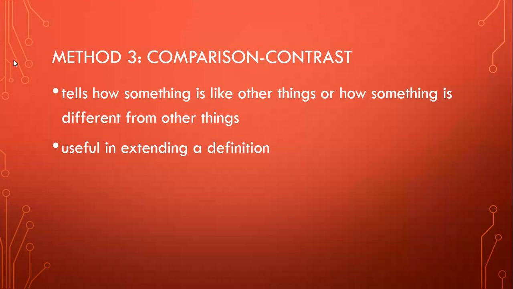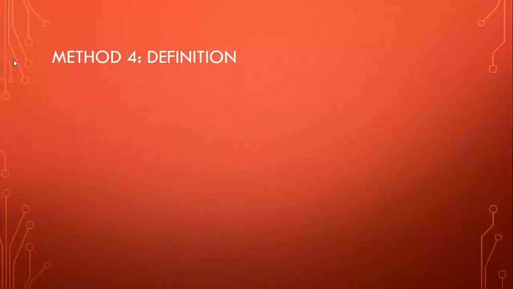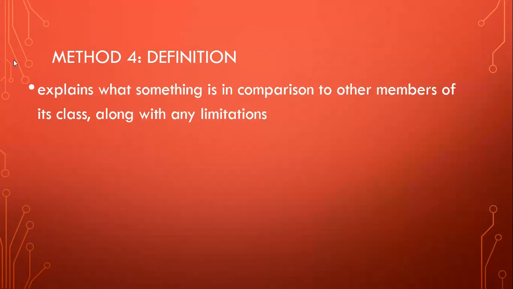It is very useful in extending a definition. Sometimes if you want to define what something is, you give lots and lots of comparisons. For example, in Beauty and the Beast, Belle compares and contrasts herself with the townspeople in Belle Bonjour. She's saying, this is what I'm like, this is what they're like, and she thereby shows why she's unhappy living where she is. Method 4 is definition. This is one you may not be quite so familiar with. It explains what something is in comparison to other members of its class, along with any limitations.